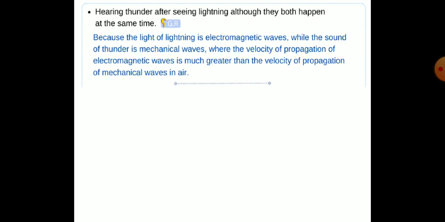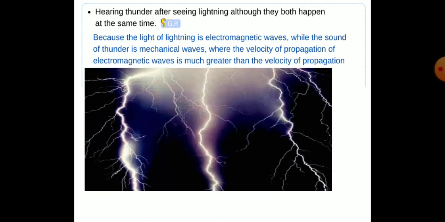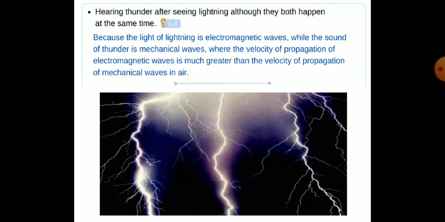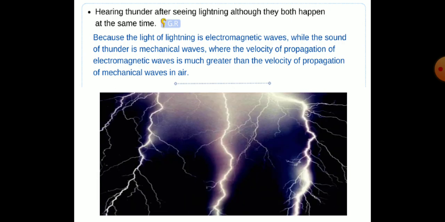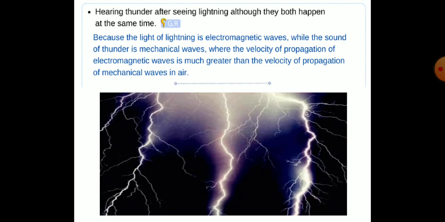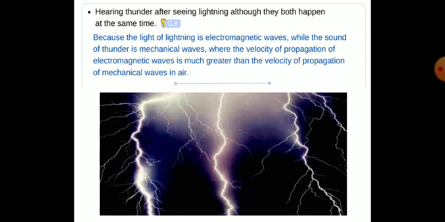Give reason. Hearing thunder after seeing lightning, although they both happen at the same time. Because the light of lightning is electromagnetic waves while the sound of thunder is mechanical waves, whereas the velocity of propagation of electromagnetic waves is much greater than the velocity of propagation of mechanical waves in air.